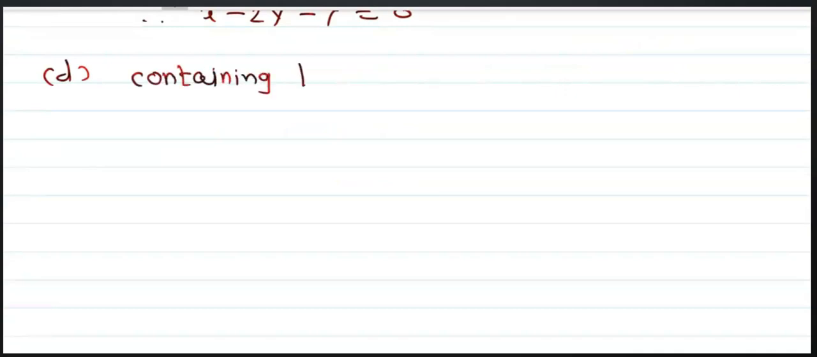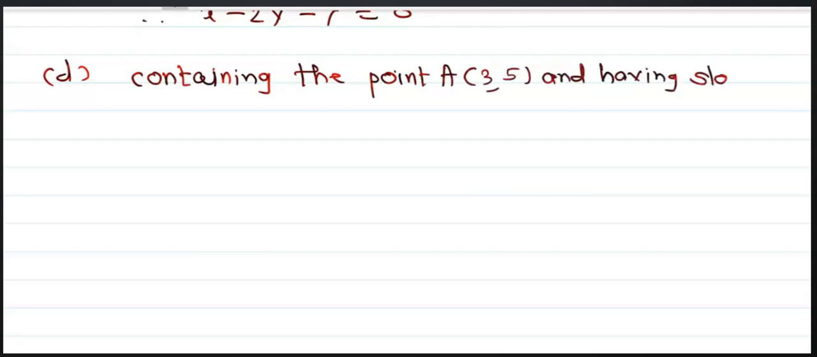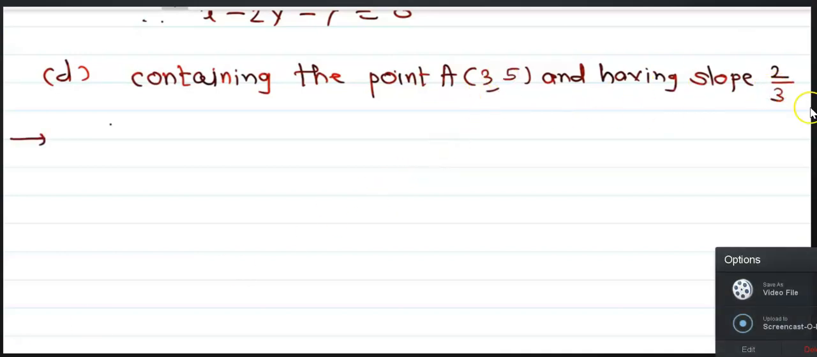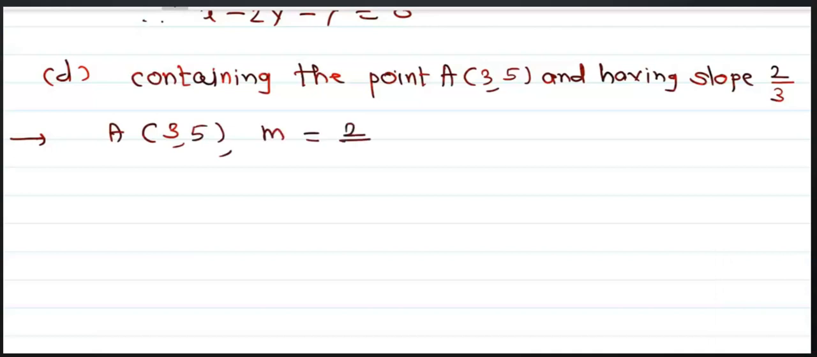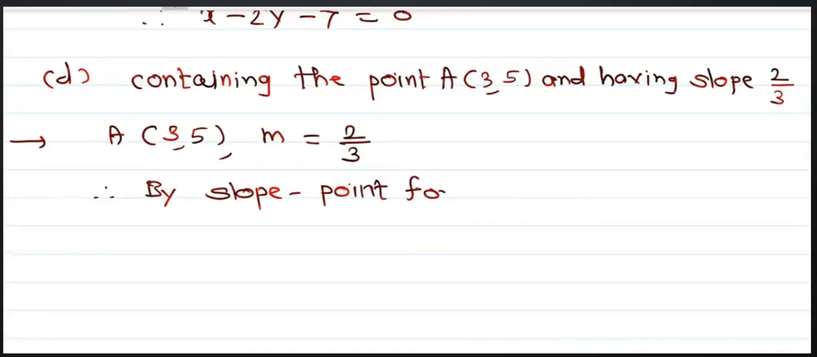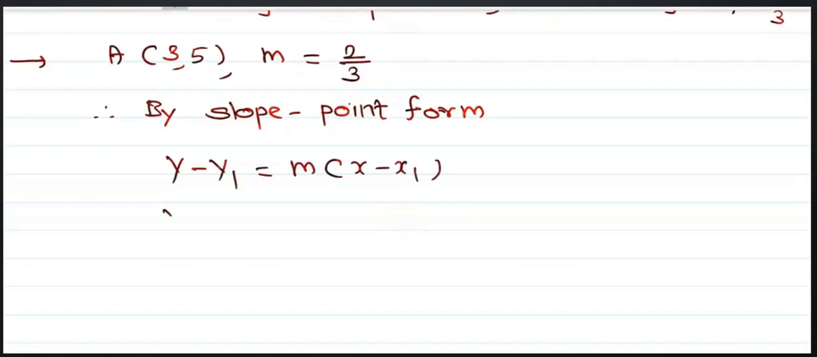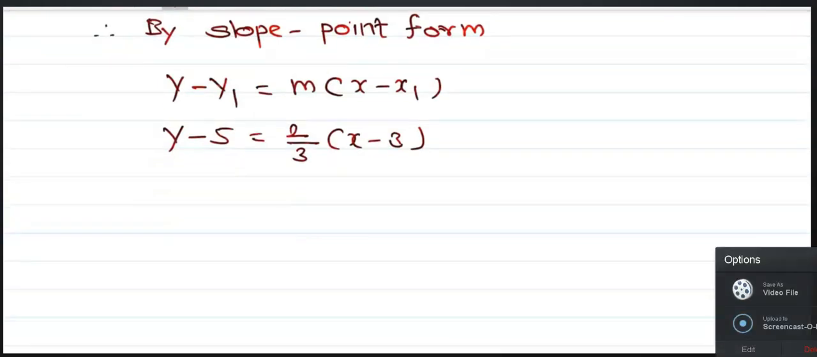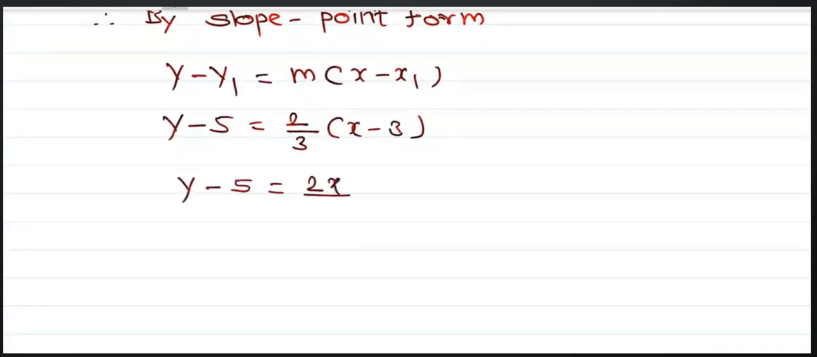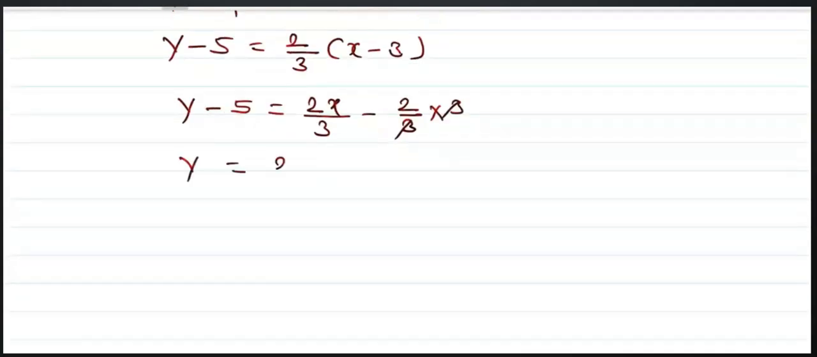Now the next one, containing the point A (3, 5) and having the slope 2 upon 3. The same thing is here, slope point form. Therefore, the same problem is repeated here. A is (3, 5), m is equal to 2 upon 3. Therefore, by the slope point form, y minus y1 is equal to m times (x minus x1). We have substituted the values. Now the normal simplification: y minus 5 is equal to 2x upon 3 minus 2 upon 3 into 3.